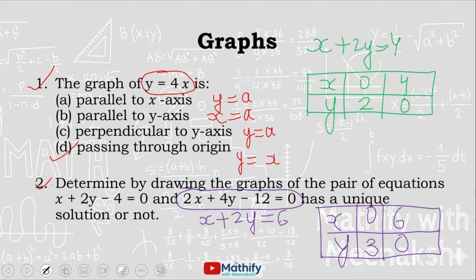So when you plot these points on the graph, you will get lines like this. That means parallel lines. Even you can check whether it's a unique solution or not. Just verify your answer by the condition whether a1 by a2 is equal to b1 by b2 or not. Here it is equal. As you can see, 1 by 1 is equal to 2 by 2, that is 1 by 1 is equal to 1 by 1. So here it's equal. That means it doesn't have a unique solution. But that is just for verification because you have to do it by graphs. So in the exam you have to plot the points on the graph.